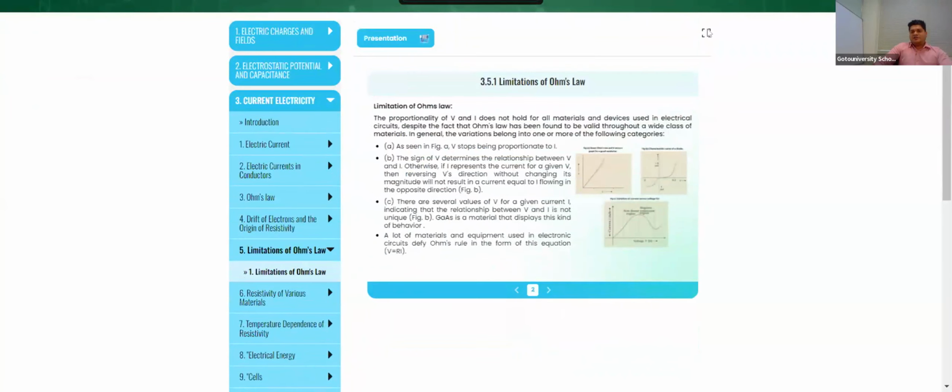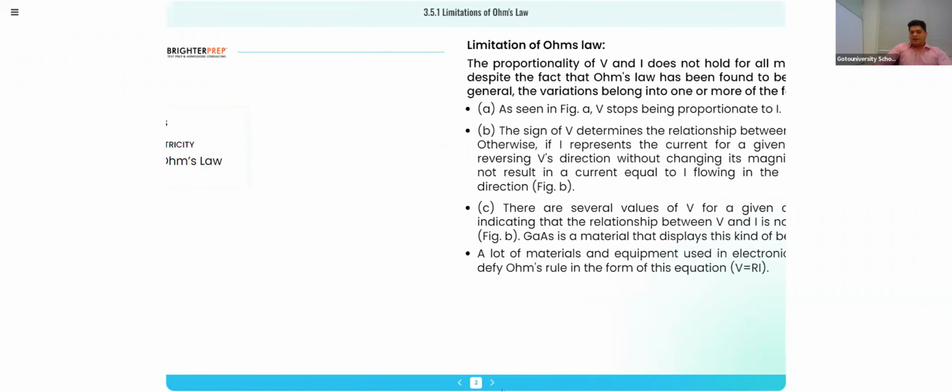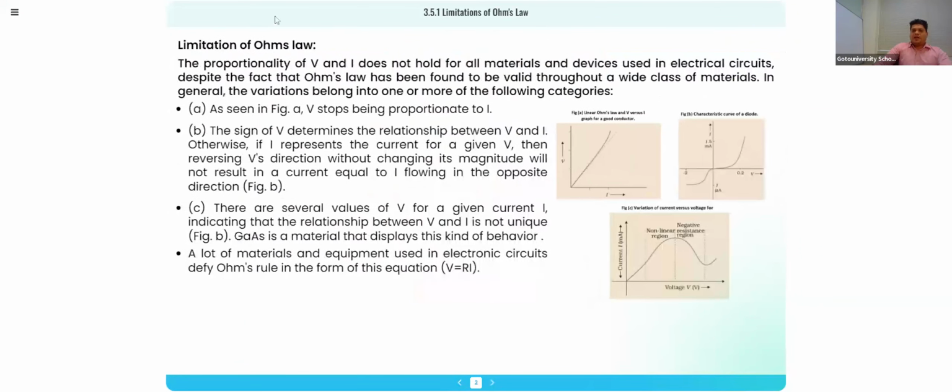See, in this case, in this topic, limitations of Ohm's law, it is representing that everywhere this V is directly proportional to current, it will not work. See, V is directly proportional to current means if voltage is increasing, current should increase linearly. But this will not happen every time.